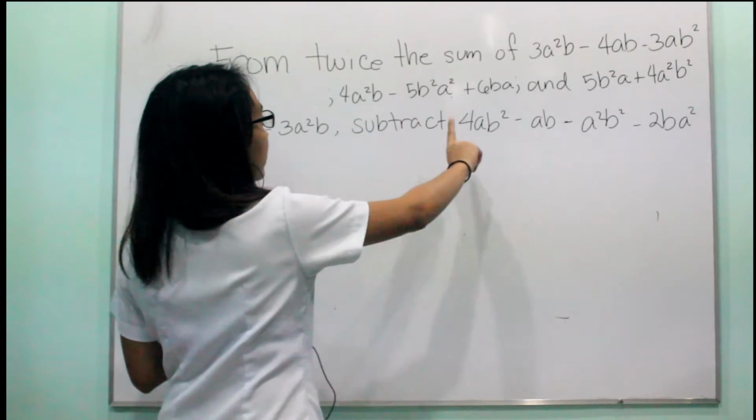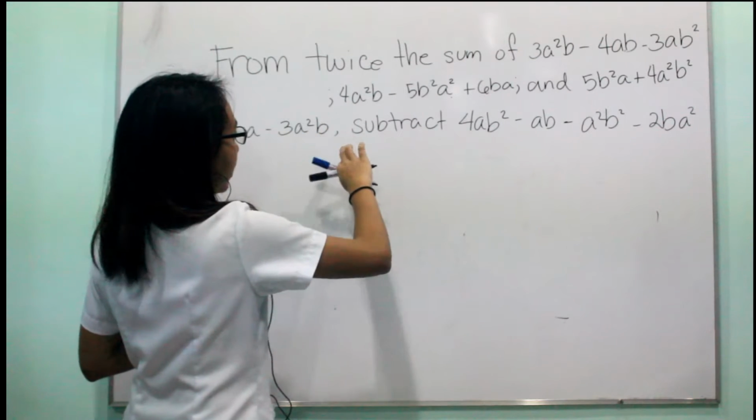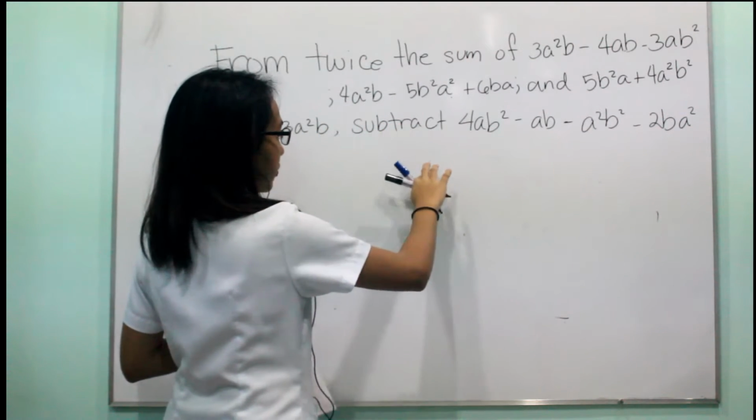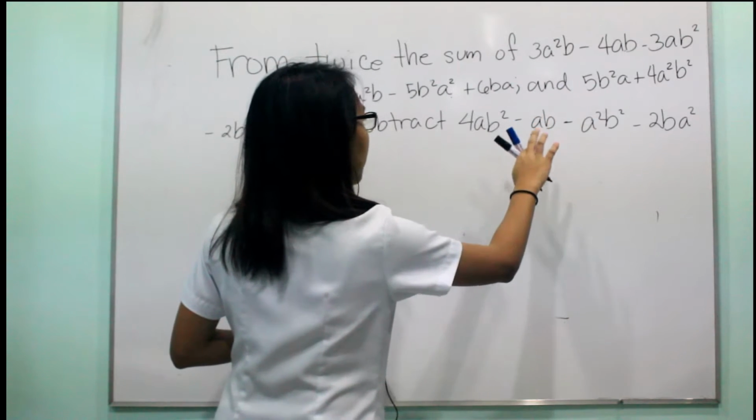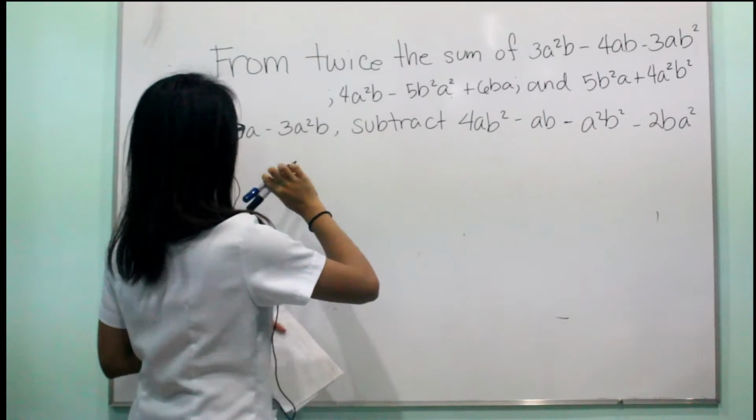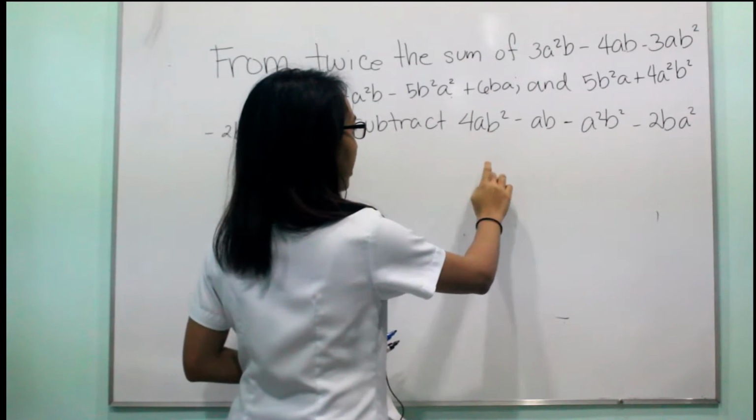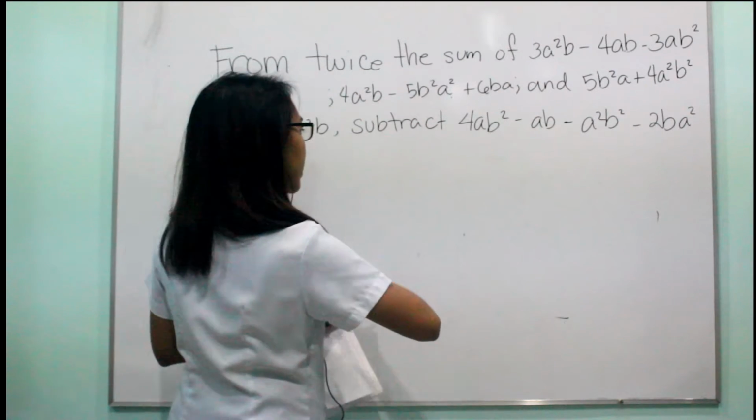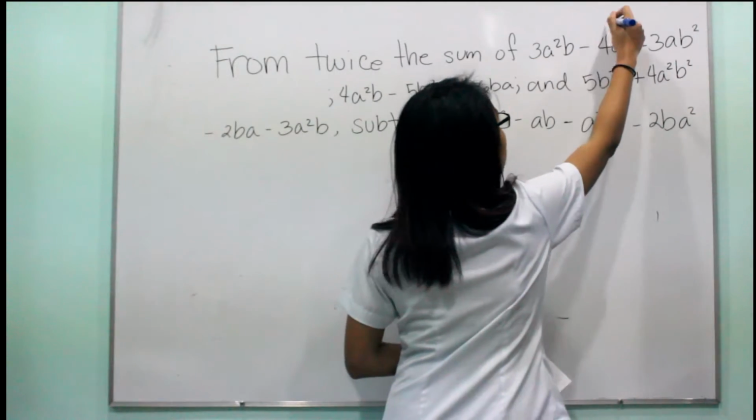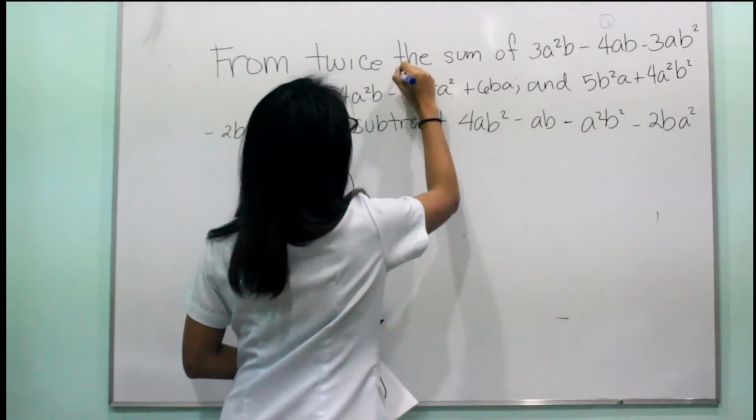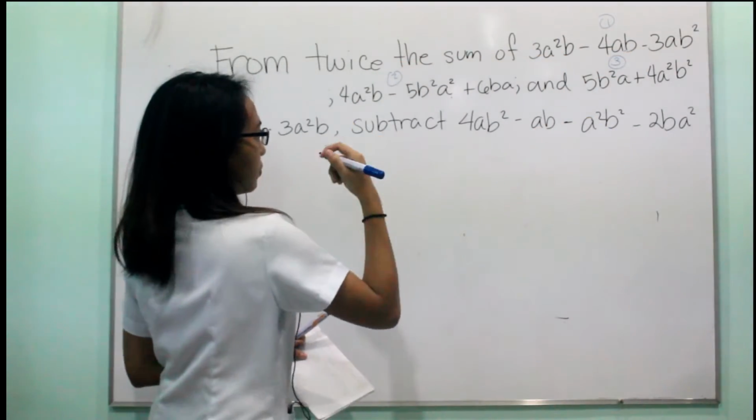From twice the sum of 3a squared b minus 4ab minus 3ab squared and 4a squared b minus 5b squared a plus 6ba and 5b squared a plus 4a squared b squared minus 2ba minus 3a squared b, subtract 4ab squared minus ab minus a squared b squared minus 2ba squared. So let us label the polynomials as 1, 2, and 3 so that we won't be so confused when we perform the operation.